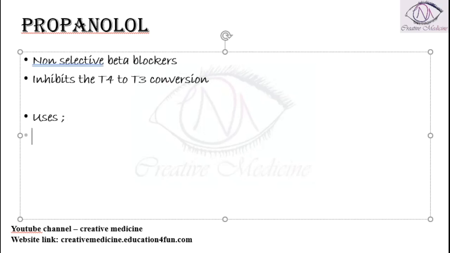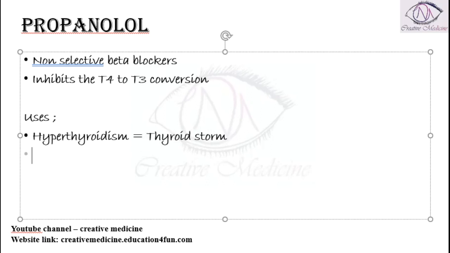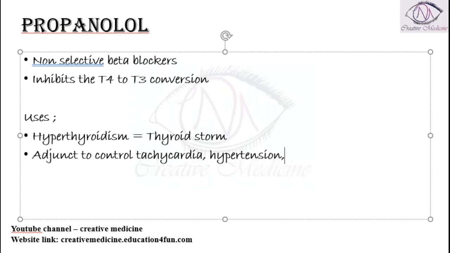The uses of propranolol: it can be used in conditions of hyperthyroidism, especially in the presence of thyroid storm, because in thyroid storm increased sympathetic symptoms are seen. So propranolol can control the sympathetic symptoms developed in thyroid storm. Thus propranolol is used as an adjunct to control the tachycardia, or hypertension, or atrial fibrillation. For all these, propranolol is used.